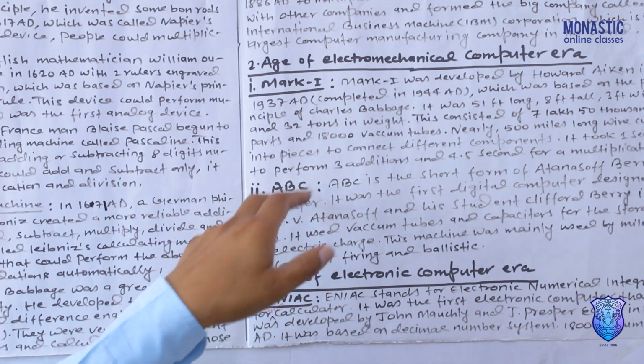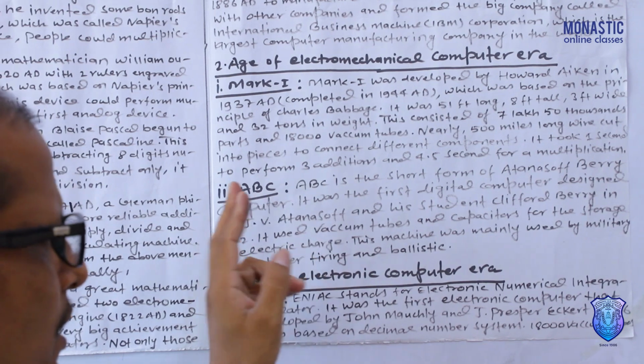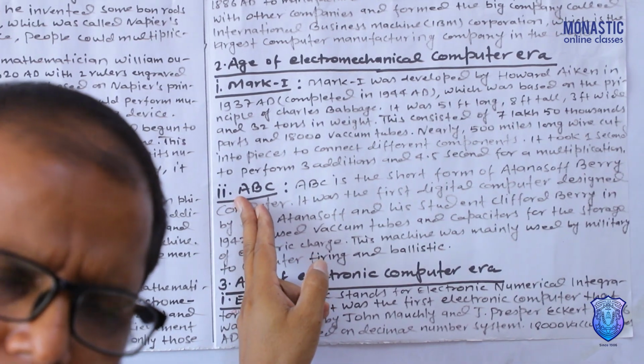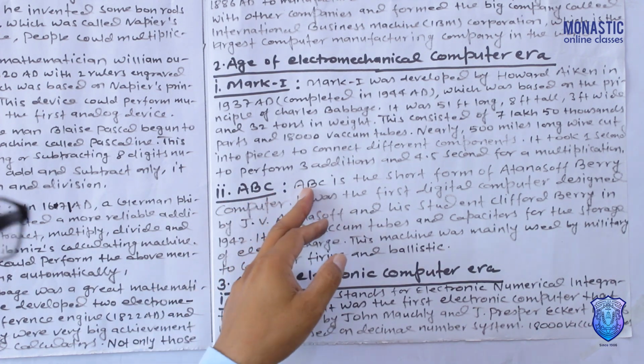Now, move to another. Next one is ABC. Let me discuss this. Actually, ABC is the first digital computer. Actually, what is a digital computer?